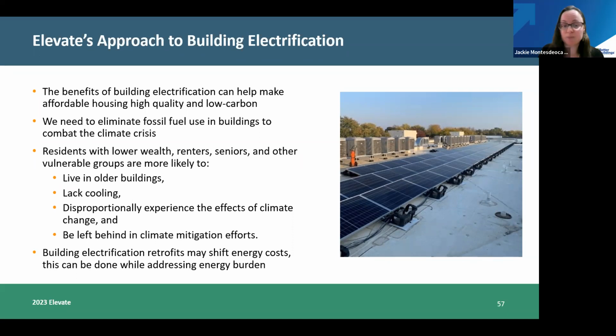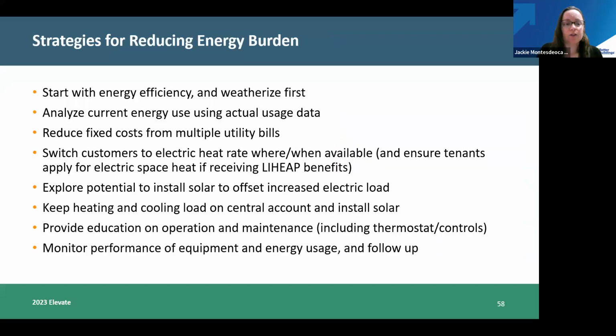And if it does, because we know that heat pumps and electrification measures are not always going to be energy efficient and cost saving, we're looking for ways to offset that. So next slide. The strategies we're exploring or testing right now are to always start with energy efficiency first. The two case studies I'll jump into have both been weatherized. And then we're looking at real data to be more exact and confident in what costs are going to look like after the work is done.